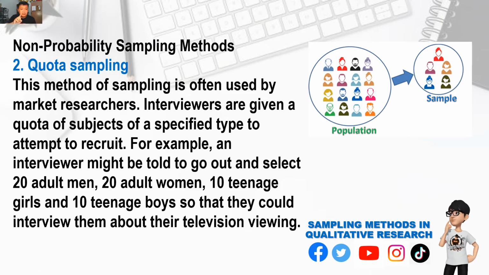So, for example, an interviewer might be told to go out and select 20 adult men, 20 adult women, 10 teenage girls, and 10 teenage boys so that they could interview them about their television viewing if that is the subject of interest, o kung yun yung pinaka-topic or issue ng research na ginagawa nila. So that is what we call quota sampling.